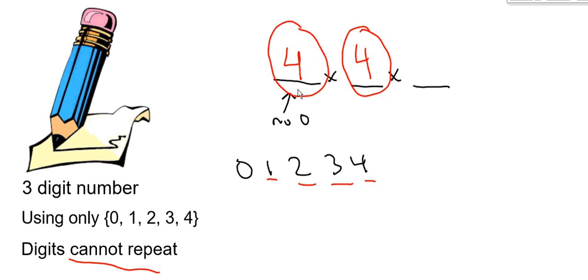And now I've filled the first digit and the second digit, and I'm left to fill the third digit. Now how many choices do I have? Well, if I pick a digit for the first position, a digit for the middle position, I have 3 choices left.